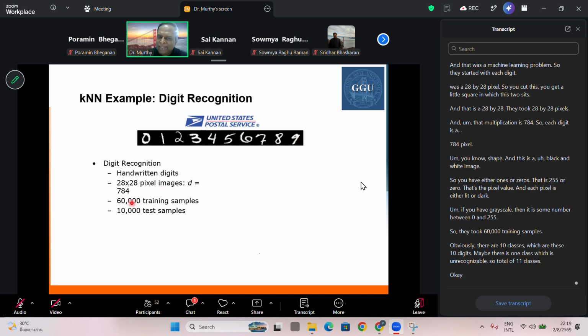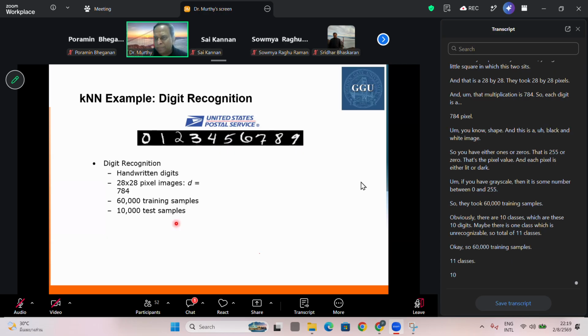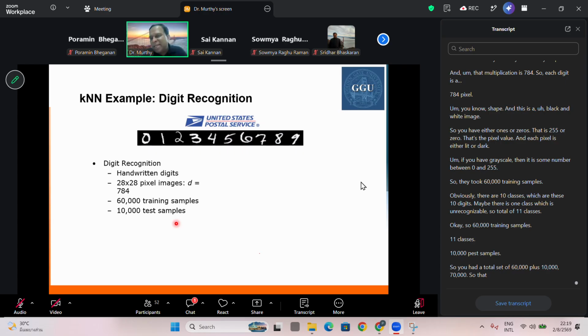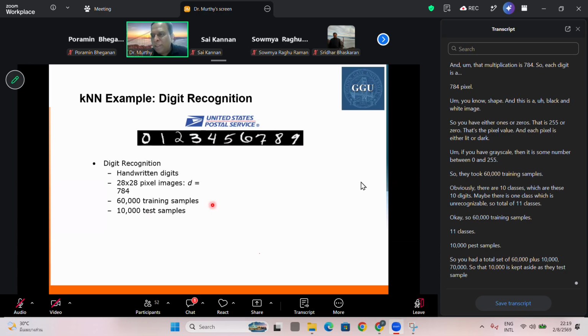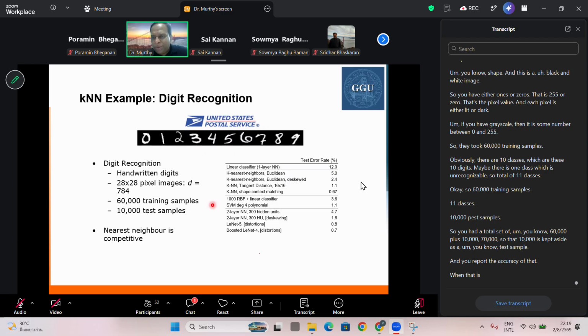Okay. So 60,000 training samples, 11 classes, 10,000 test samples. So you had a total set of 60,000 plus 10,000, 70,000. So that 10,000 is kept aside as a test sample, and you report the accuracy on that. When that is done, these are some results that you can see.